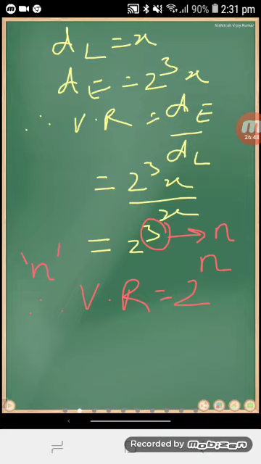So if you have 3 pulleys, it will be 8. If you have 2 pulleys, it will be 4. If you are having 5 pulleys, then 2 to the power 5, that comes out to be round about 32.